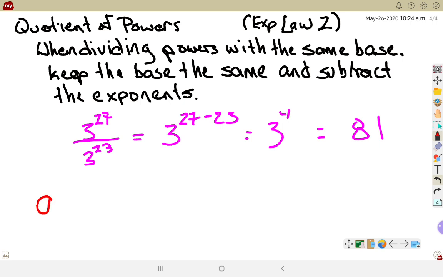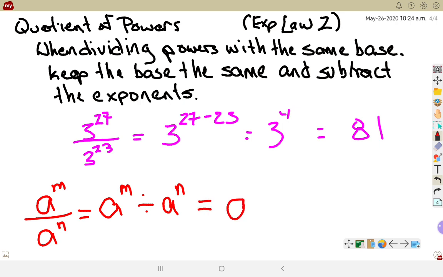Okay, so here's how it would look in algebraic terms. It's a with an exponent of m over a with an exponent of n, and that could also be written instead of as a fraction. You might see it as a division statement. Either way the base is still the same and we are dividing. We're going to write that as a with an exponent of m minus n.